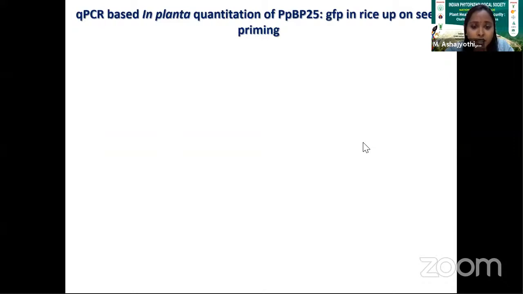Through the seedling greenhouse experiment, we found nearly 70% less, 40% less disease over the control plants. This is an alternative management strategy for rice blast management through this endophytic bacteria. This is in a nutshell, sir.